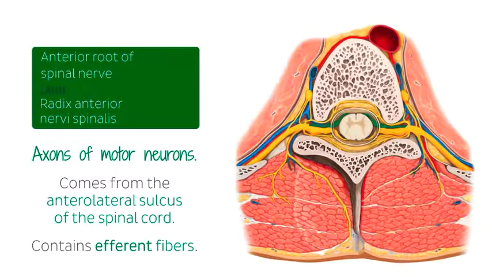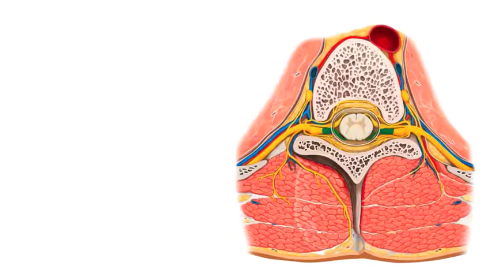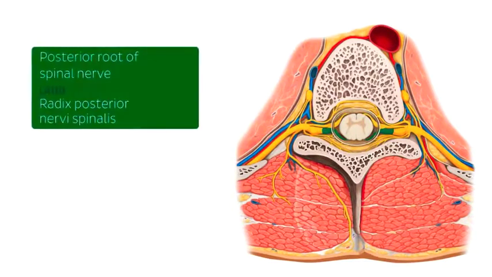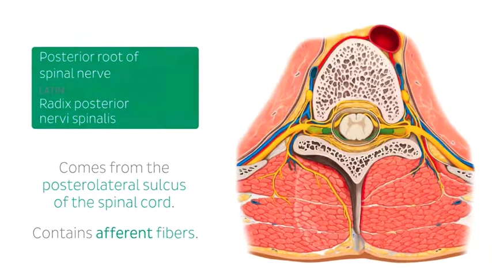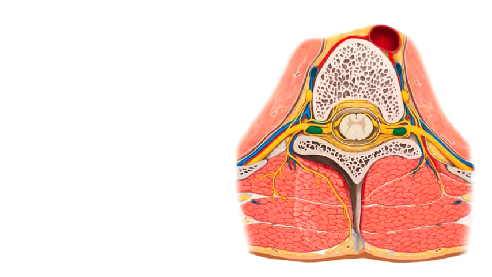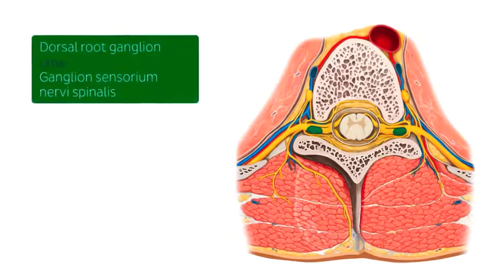If you have an anterior root, you should then have this one that we're now highlighting, the posterior root of the spinal nerve. The posterior, also called dorsal, root of the spinal nerves comes from the posterolateral sulcus of the spinal cord and contains afferent fibers that transport sensory information from the peripheral areas back to the spinal cord. We're also going to highlight this structure here that is known as the dorsal root ganglia.